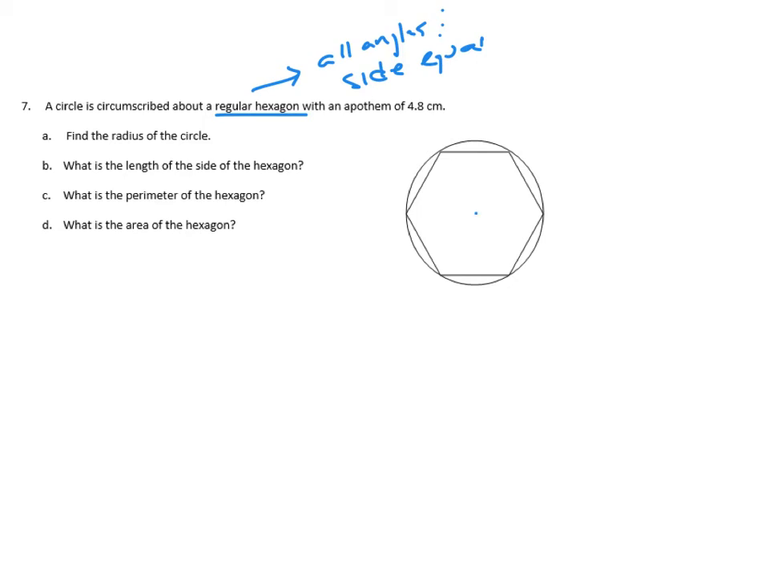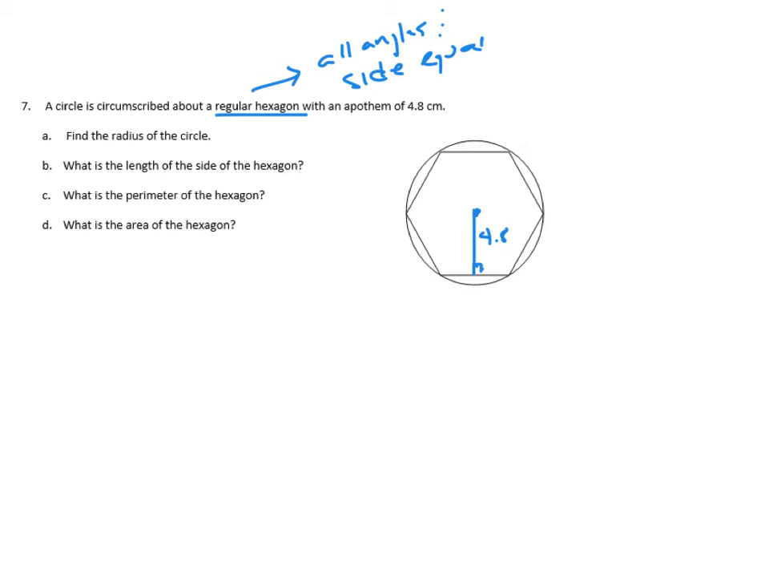Well, what is the apothem? Well, wherever the center of this hexagon that's circumscribed by a circle, or the hexagon is inscribed inside the circle, the apothem is the perpendicular distance to a side. That's that distance right there. And that is a distance of 4.8 centimeters. So one question, first of all, here is, what is the radius of the circle?